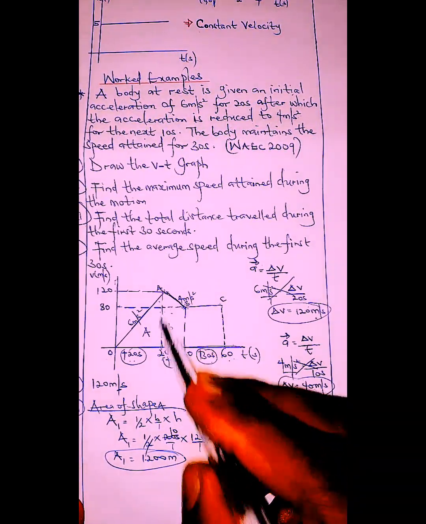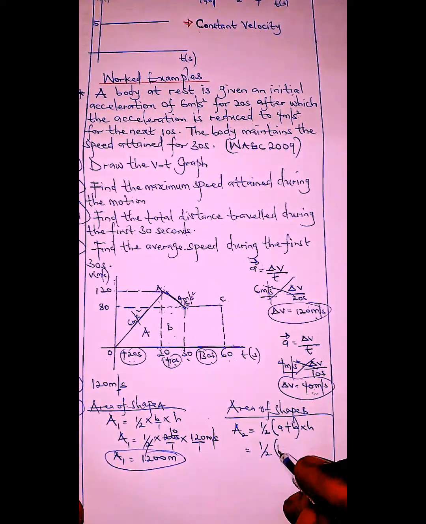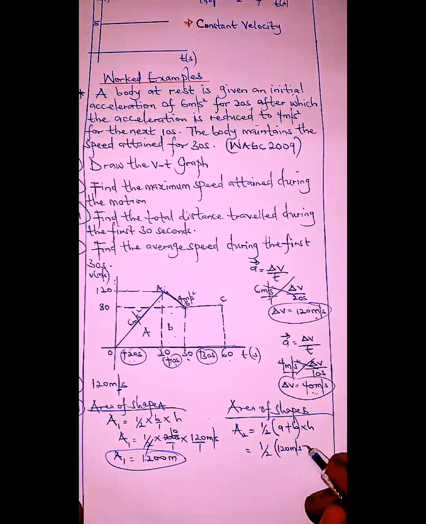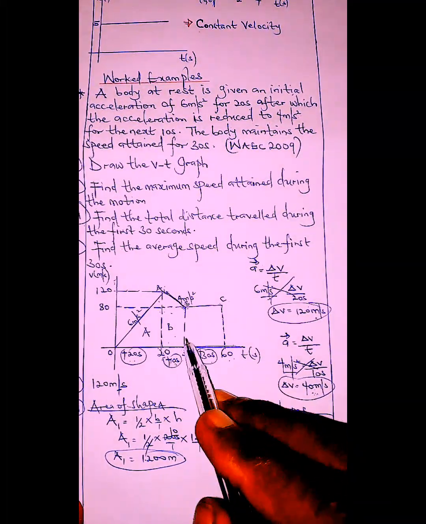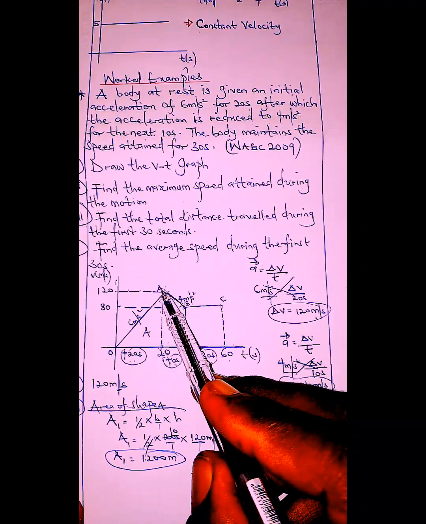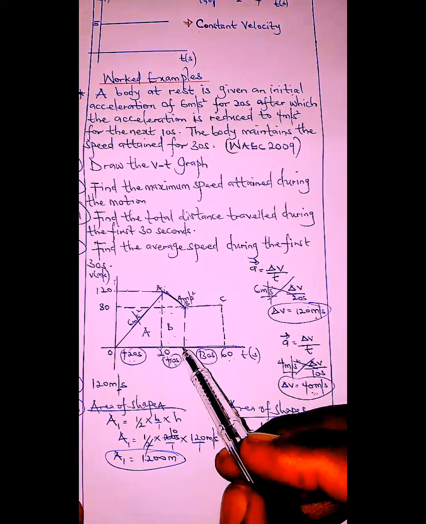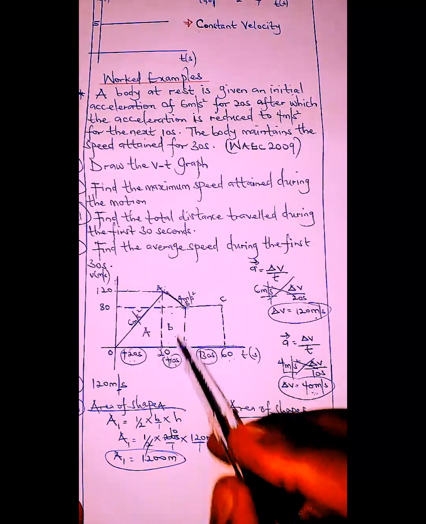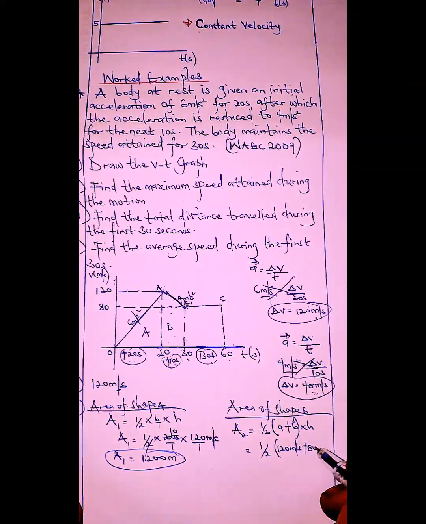A is the longest side right here. A is 120 meters per second. Then B is the smaller side. And don't forget, from this very place to this very place is 120. So from this very place to this very place is where the 80 meters per second speed is attained. So then times the height.